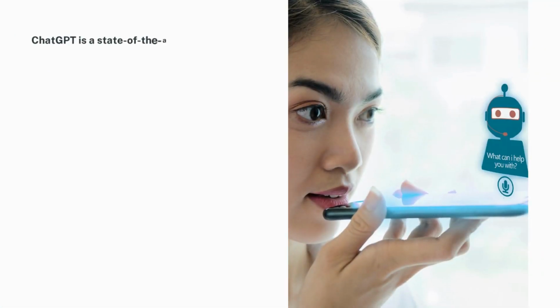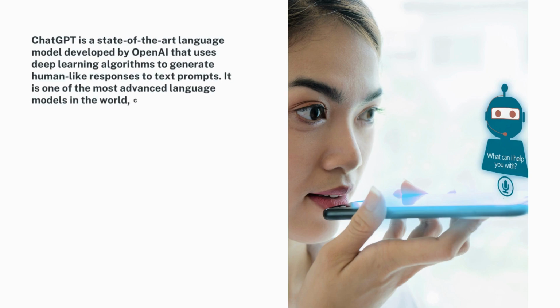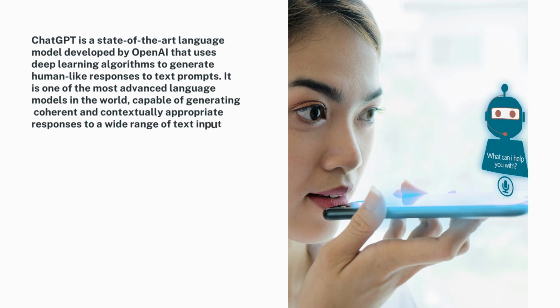ChatGPT is a state-of-the-art language model developed by OpenAI that uses deep learning algorithms to generate human-like responses to text prompts. It is one of the most advanced language models in the world, capable of generating coherent and contextually appropriate responses to a wide range of text inputs.